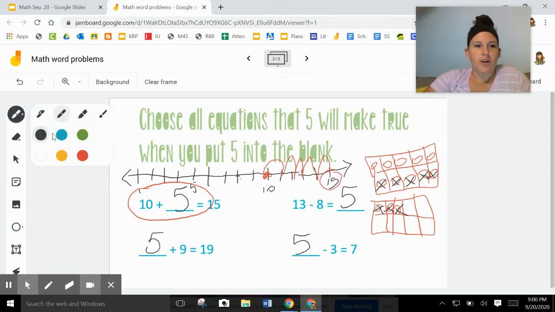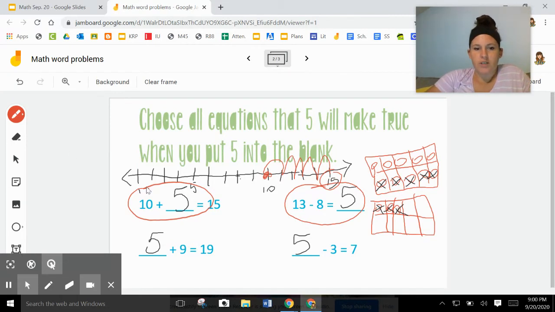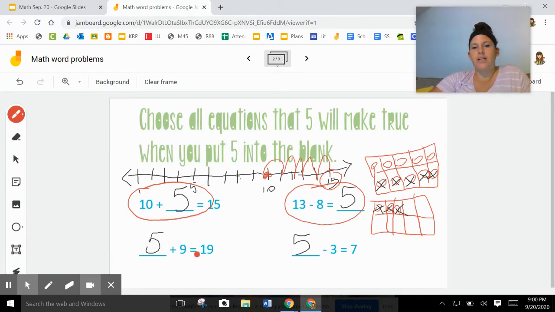Let me go over and grab that red. So this one is also true. Those two top ones would definitely be ones that I would bubble in as a correct answer in my test. Okay. All right, so let's take a look at this one down here. 5 plus 9 equals 19. Is that what I said? I feel like I said something different.